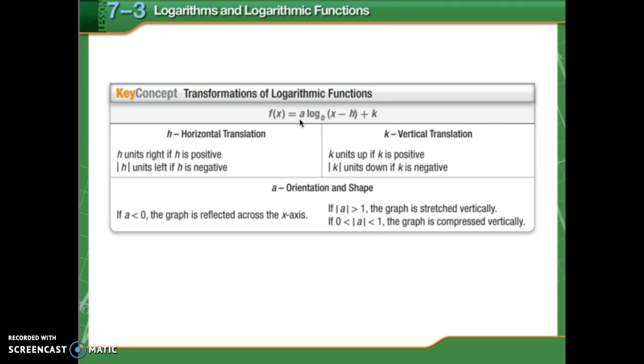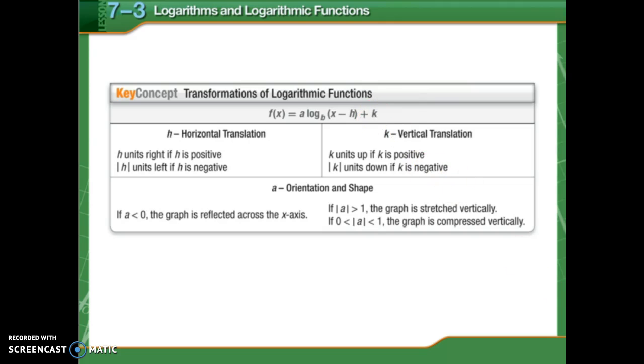If A is greater than 1, then it's stretched out vertically. And if A is between 0 and 1, then it's compressed. We're also going to see H and K. H tells us the horizontal, K tells us the vertical translation. If we see an x minus h expression, we're going right. If we see an x plus h expression, we're going left. If we see a plus k, we're going up. If we see a minus k, we're going down.